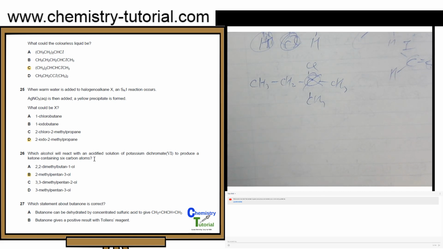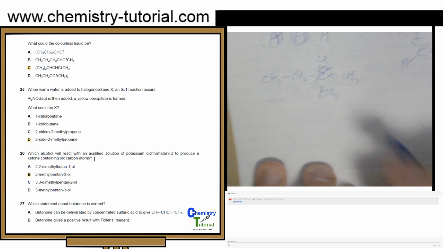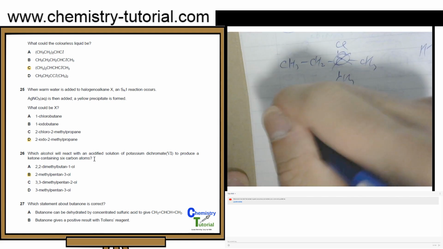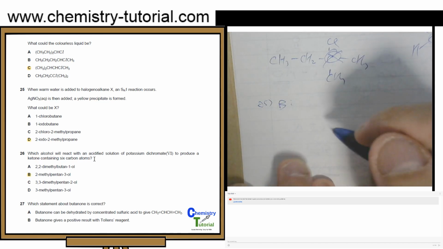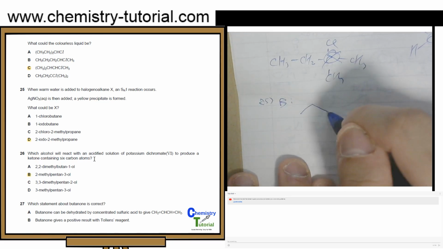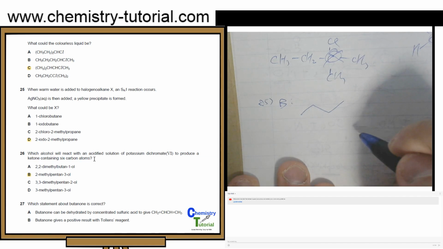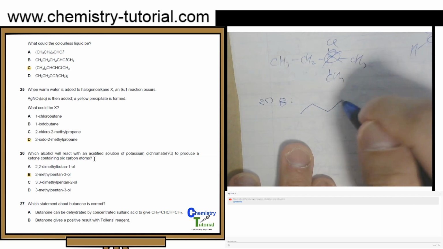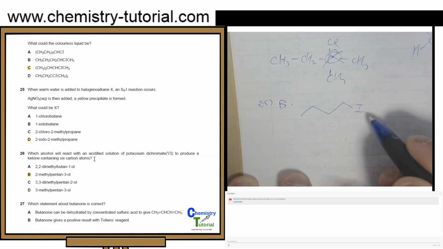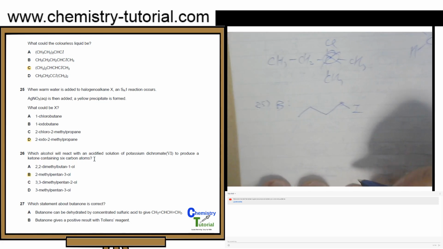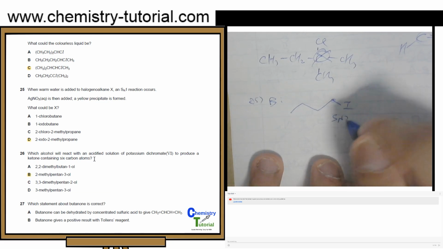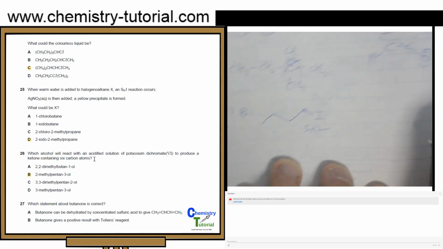That means we should only consider options B and D. Yet, why do we reject option B? Well, let's see. If we look at option B, I'm just going to use a skeleton. Methane, ethane, propane, butane. So it's a 4-carbon group, RX. So what you have is iodine over here. So you have 1-iodobutane. Notice that this is a primary substrate, primary RX, so it should undergo SN2 and not SN1.